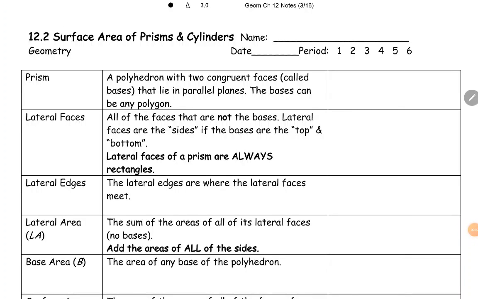In geometry, we'll be looking at surface area of prisms and cylinders. A prism is a polyhedron with two congruent faces called bases that lie in parallel planes. So here's an example: we have two triangles that are hopefully the same, and then we just connect the dots here, and we get a triangular prism.